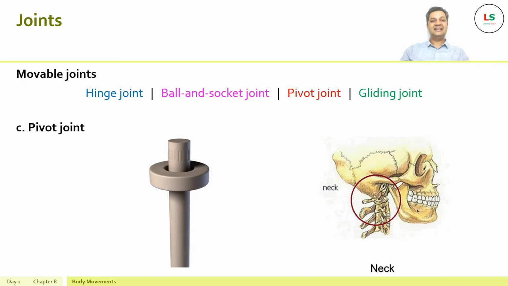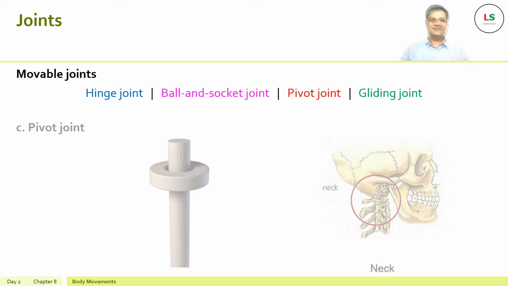Pivot joint. It is present in the first and the second vertebrae of the neck. It allows the head to move left and right and also back and forth. The rounded end of one bone fits into a ring formed by the other bone.